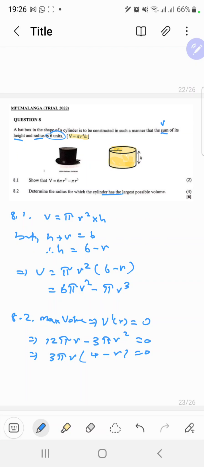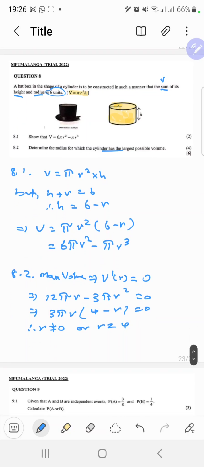That one already disappears. It tells us that r is going to be 0, or r is going to be equal to 4. So obviously r cannot be equal to 0, because a measurement of a volume cannot be 0 here. It says determine the radius, so this is basically 4 units. Therefore, the radius is equal to 4 units.